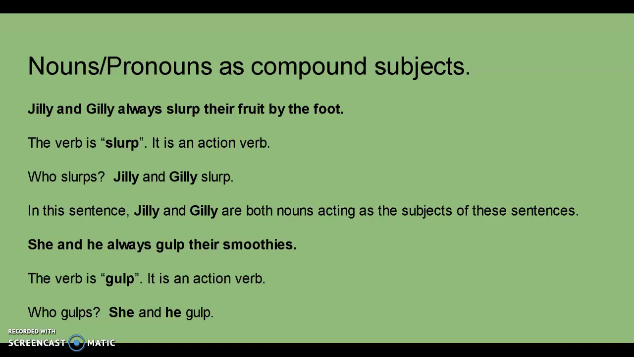Seems impossible. In the second sentence, she and he always gulp their smoothies. The verb is gulp. It's an action verb. And we ask who gulps? She and he gulp. So they are the subjects of this sentence.